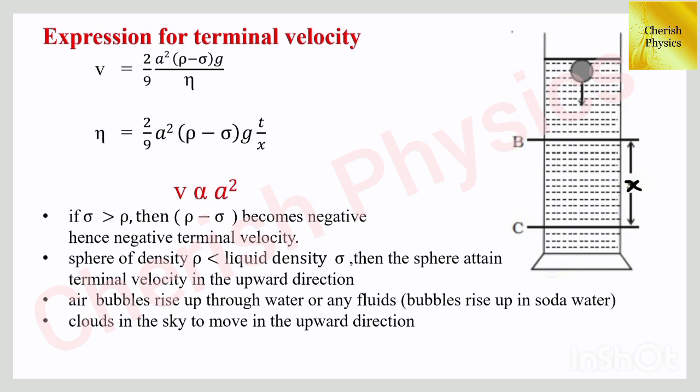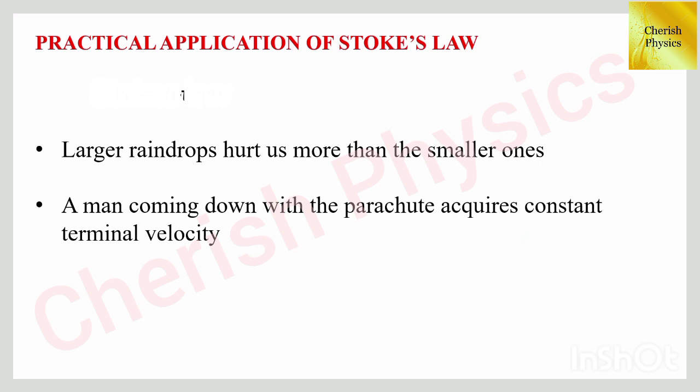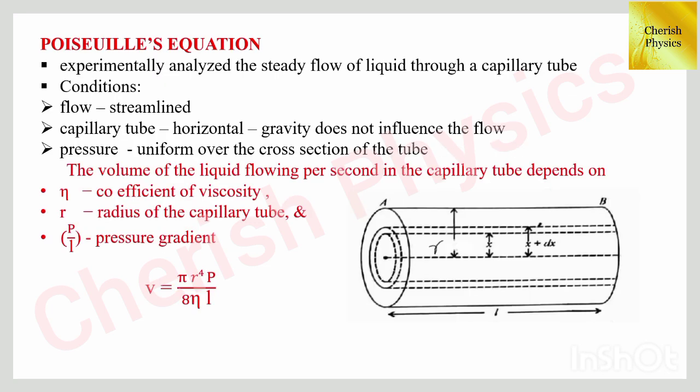If sigma is greater than rho, then rho minus sigma becomes negative, which results in a negative terminal velocity. Hence, it moves in the upward direction. For example, air bubbles rise up through water or any fluid, or bubbles rise up in soda water. Another example is the clouds in the sky moving in the upward direction. Next, let us see some practical applications of Stokes' law. The larger raindrops hurt us more than the smaller ones, and a man coming down with a parachute acquires a constant terminal velocity.